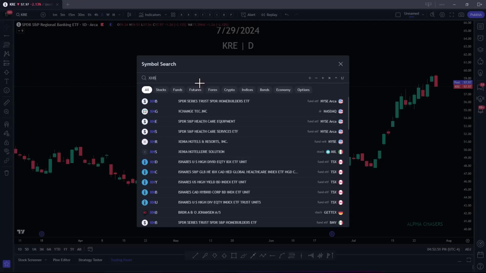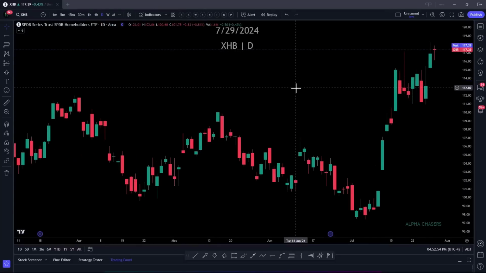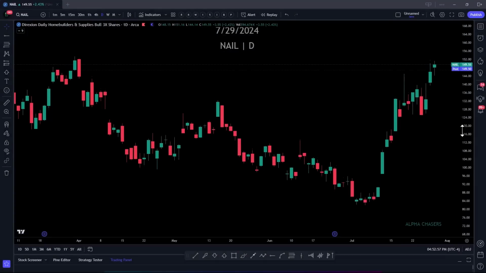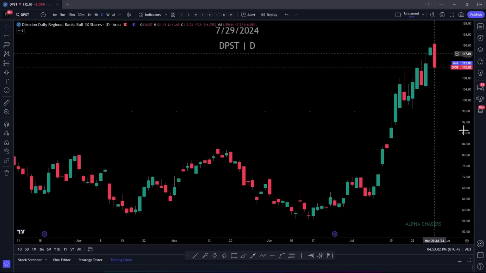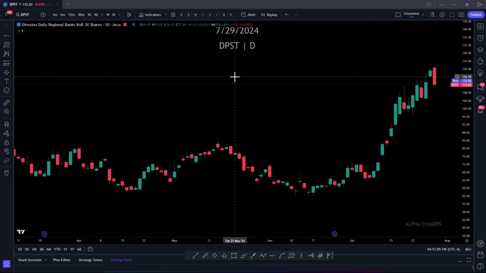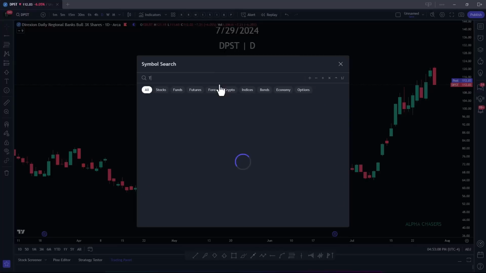But if you go here and take a look at the home builders, they closed at a new high. Go take a look at NIL at the end of today, a 3X ETF. Look what it's doing. That's what I thought all of them were going to do today, and it's not what they did. DPST popped over and then reversed and sold down by the end of the day. But you're seeing that across the board with these names.